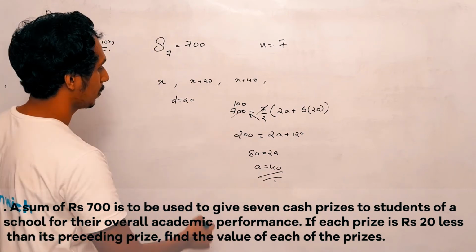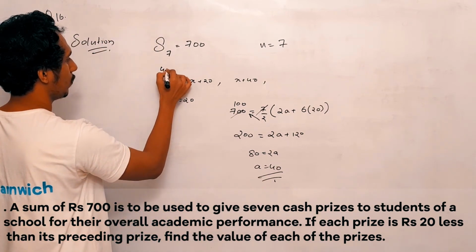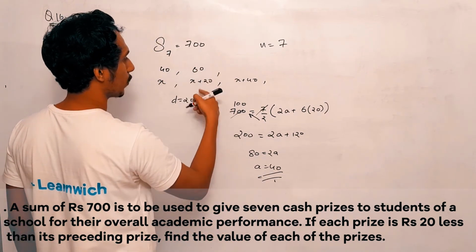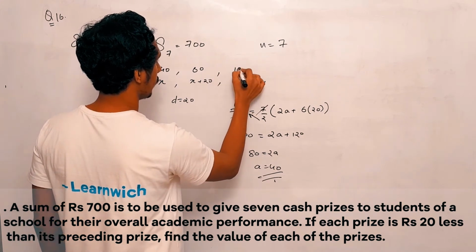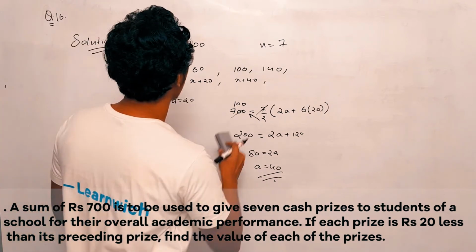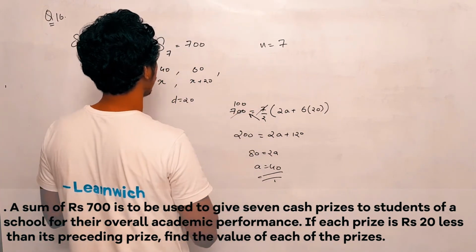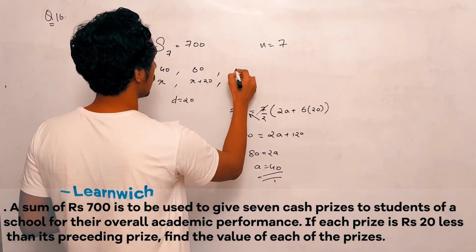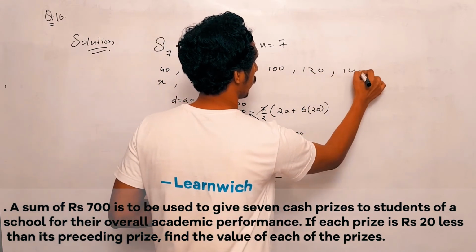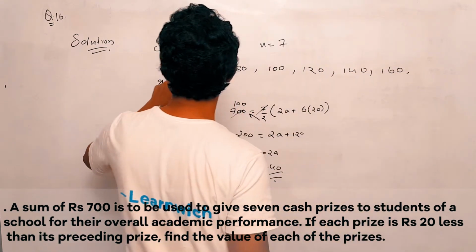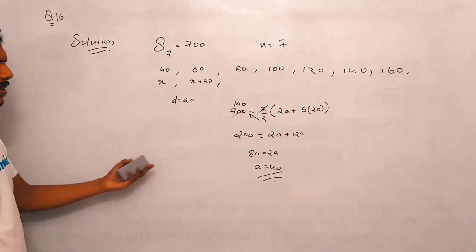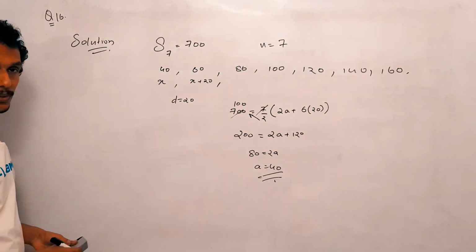That is the first prize. This will be x, or a is equal to 40. What will be the next prize? That will be a plus 20, 60. What will be the next prize? 80, 100, 120, 140, 160. Correct? Oh, sorry, this will be 20 actually. So 40, 60, 80, 100, 120, 140, 160. That is 1, 2, 3, 4, 5, 6, 7. So these are the 7 different cash prizes. It's a very simple question. Note it down. Let's go to the next one.